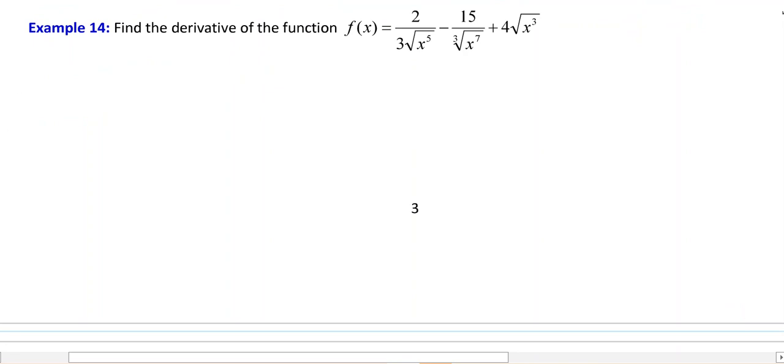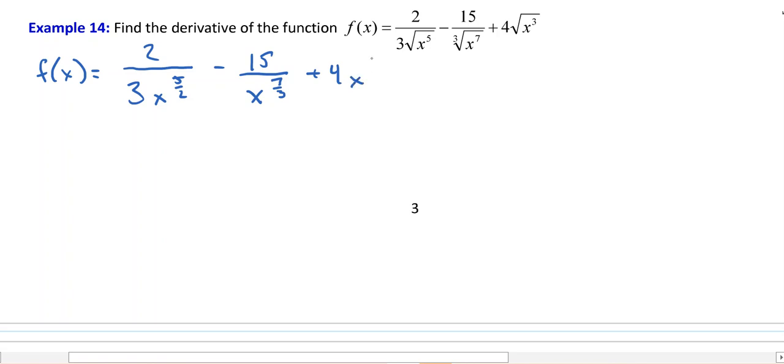All right, so I am going to rewrite the function as 2 over 3x to the 5/2 power minus 15 over x to the 7/3 power plus 4 x to the 3/2 power.